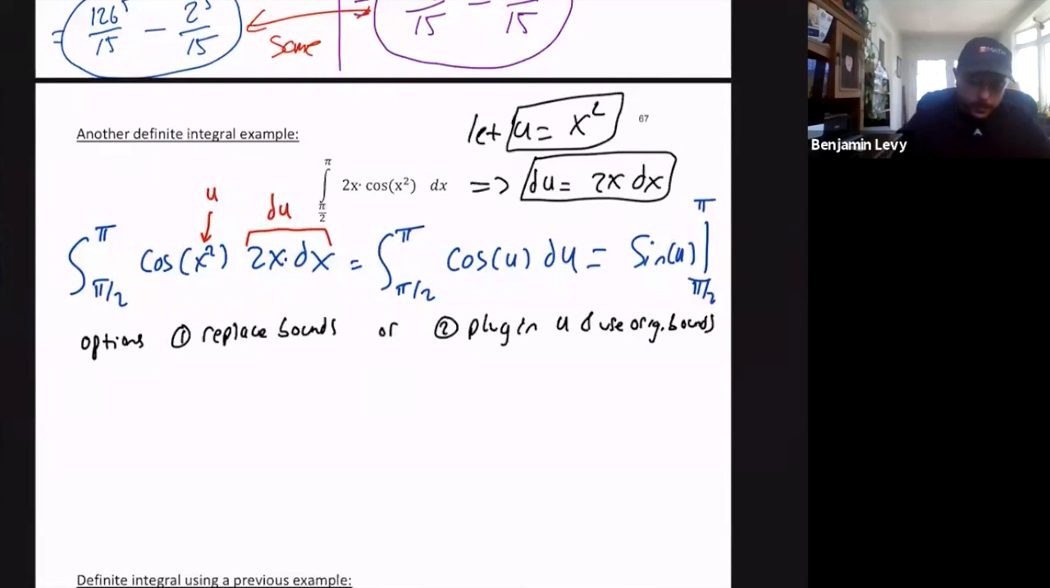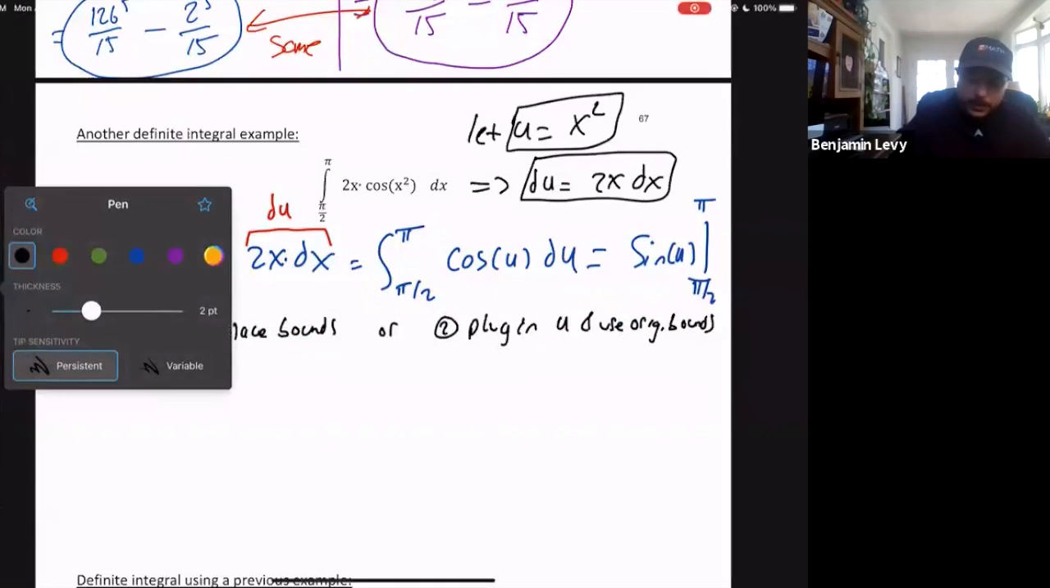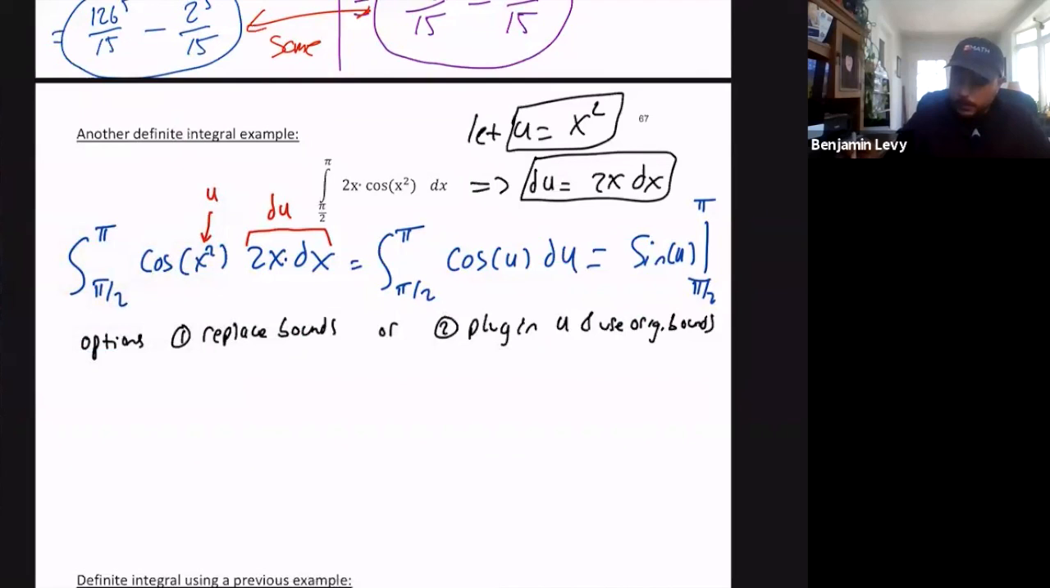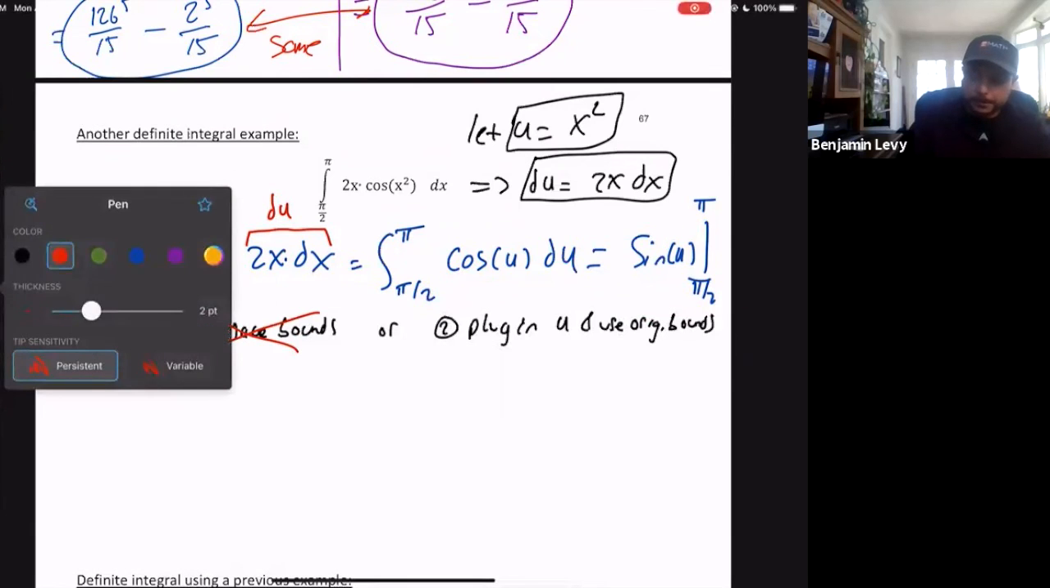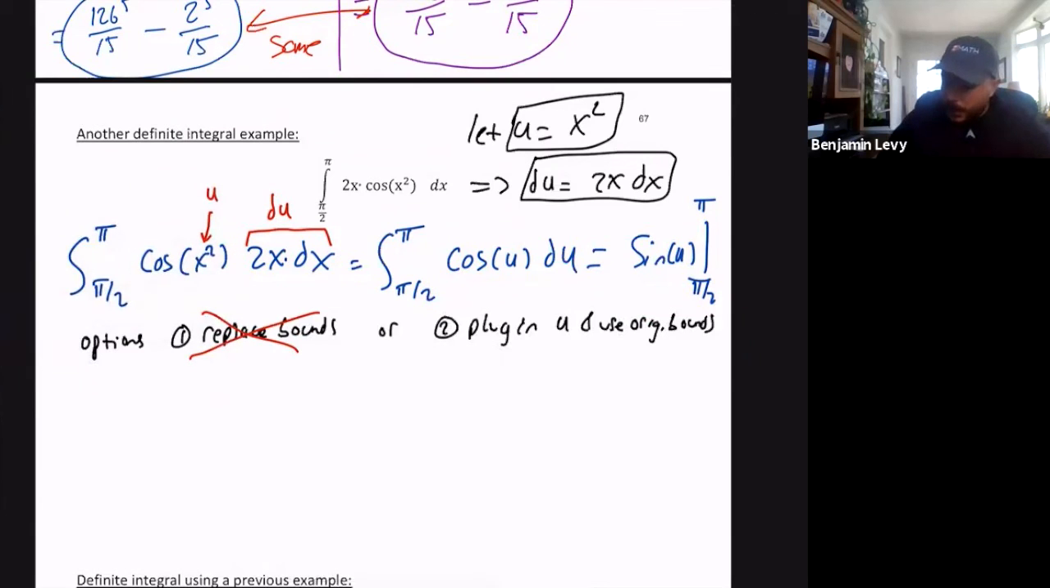So let me copy these instructions so I can paste them onto the next one. And on this particular one, let's plug in and use the original bounds. It just looks like it might be easier. So instead of just using sine from pi over 2 to pi, where we ended, we plug u back in.